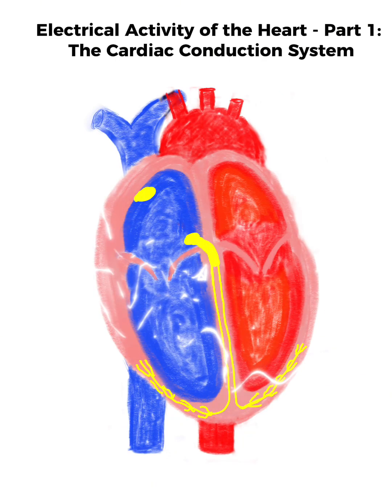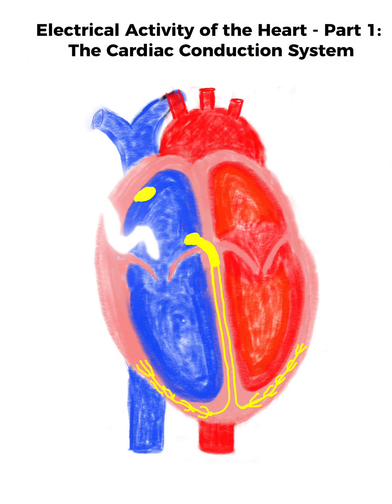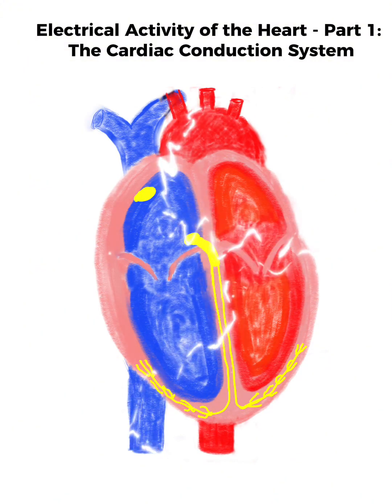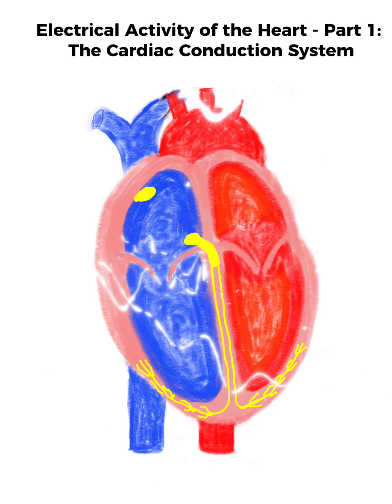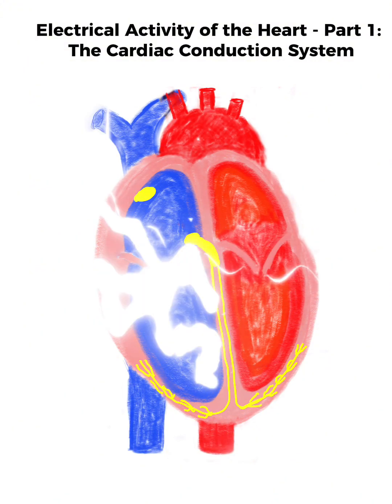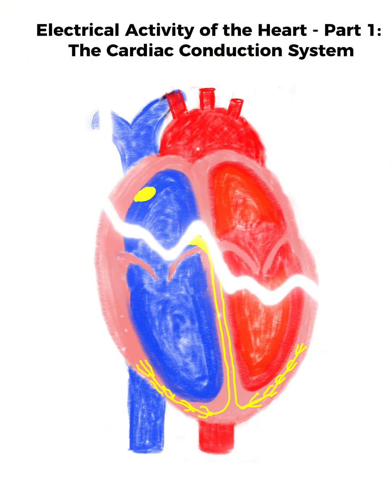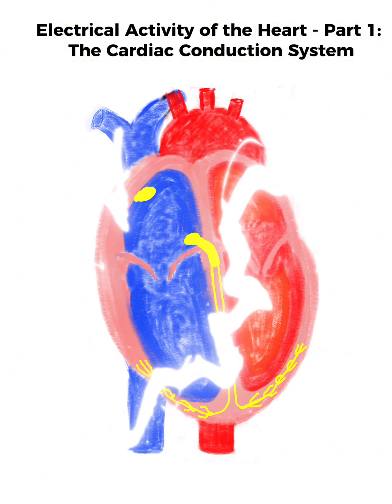In this series, we'll explore how electrical impulses are generated and spread through the heart to coordinate every heartbeat. We'll start in this video with the cardiac conduction system, the pathway that carries the signal through the heart. Then in the next parts, we'll look at how the pacemaker cells of the SA node generate spontaneous impulses, how the cardiac muscle cells respond through their action potentials, and finally, how all of this electrical activity appears on an ECG. Let's begin by following the conduction pathway step by step.